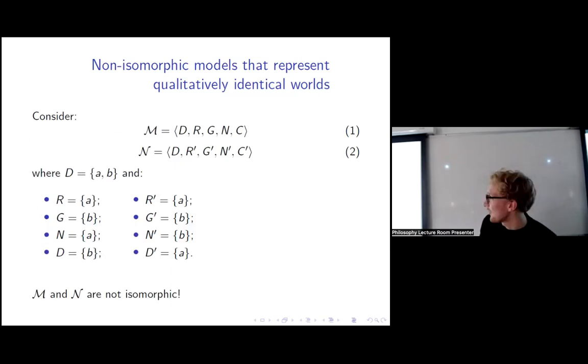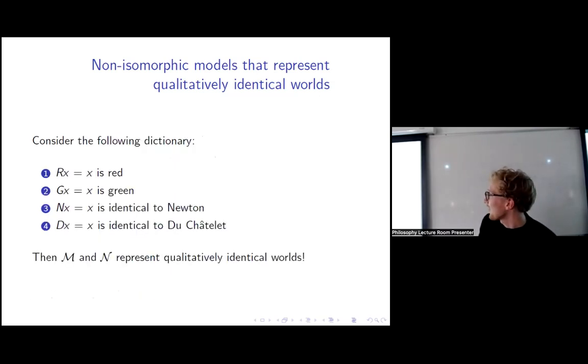Good. So those are the models. Now consider these dictionaries. I'll go back to the models later, but we're saying RX means X is red, GX means X is green, NX means X is identical to Isaac Newton, and DX means X is identical to Du Châtelet. Okay, so the D could be a C there as well, but it's Du Châtelet, so that's why.